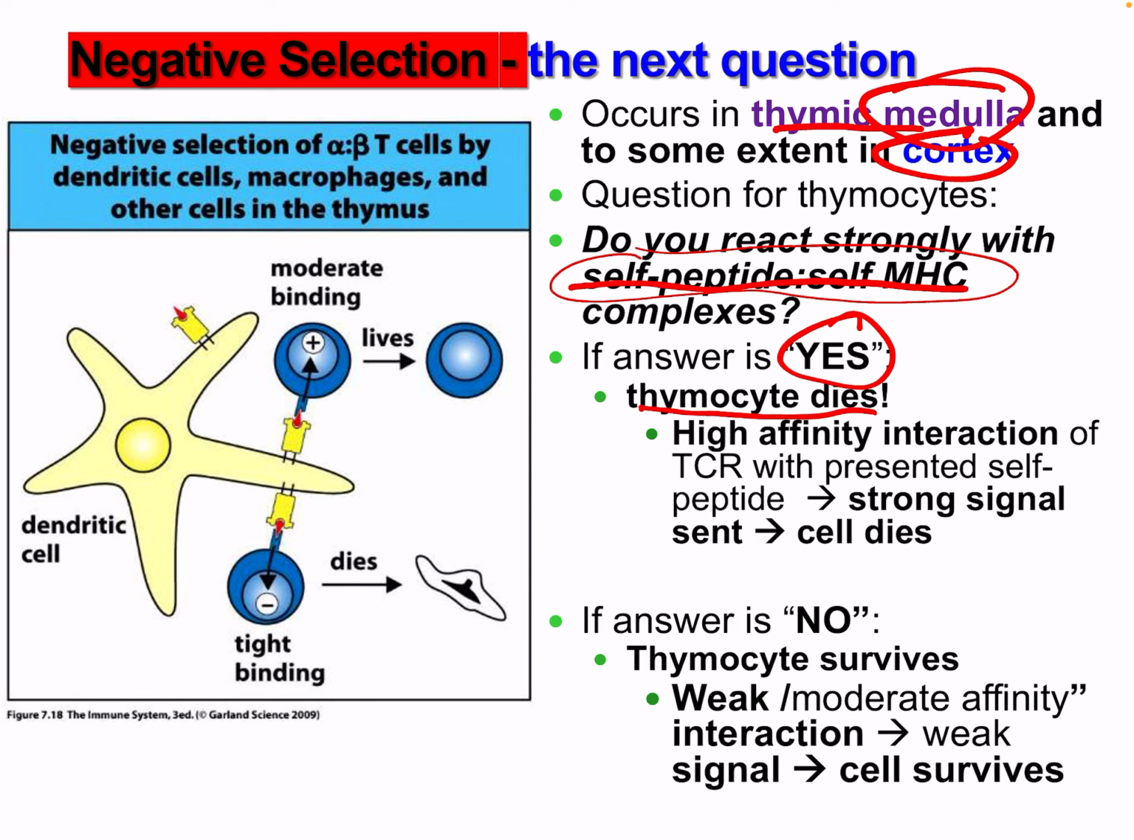So with high affinity interaction of T cell receptors with presented self-peptide, if there's a strong signal sent, the cell dies. If the answer is no, the thymocyte survives with its weak or moderate affinity interaction, and this weak signal means the cell survives. So remember, this is just testing the MHC. In our actual system, we have those other co-stimulatory signals as well, which kind of makes up for this lack of strong binding. But this is a preventative measure against autoimmunity.